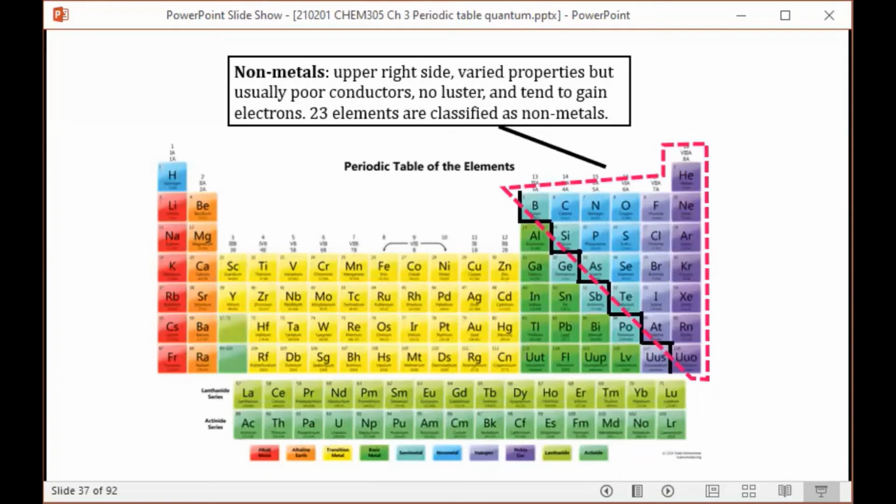And unlike the metals that tend to lose electrons and make cations, the nonmetals tend to gain electrons to make anions. So remember, an element in its elemental state has an equal number of protons and electrons. So if nonmetals tend to gain electrons, they're gaining negative charge, which means they tend to make negatively charged ions, which are called anions. And there's 23 elements classified as nonmetals. So most of the elements on the periodic table are classified as metals. We have 118 elements, and only 23 are classified as nonmetals.